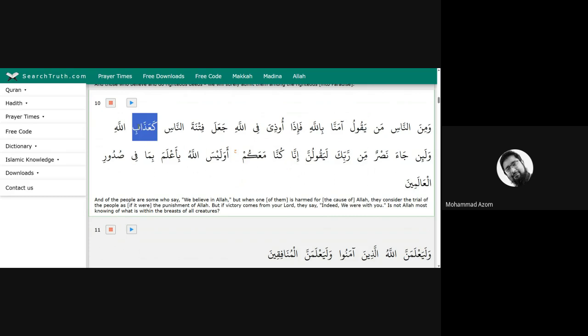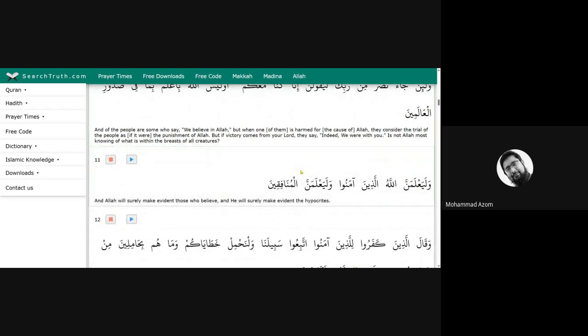Ka'azabi. What does ka'azabi mean? You know, azab means punishment. What does ka'azabi mean? Like punishment. Very good, excellent. So this ka is the harf of jar. Ka'azabillahi, like the punishment of Allah. Let's look at some more.